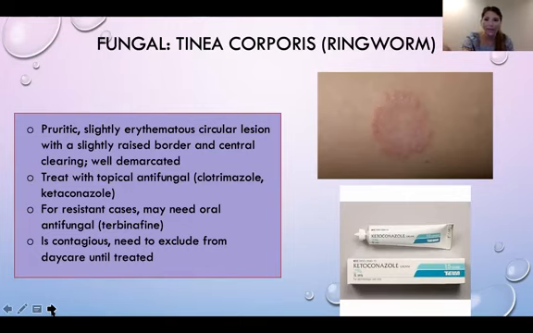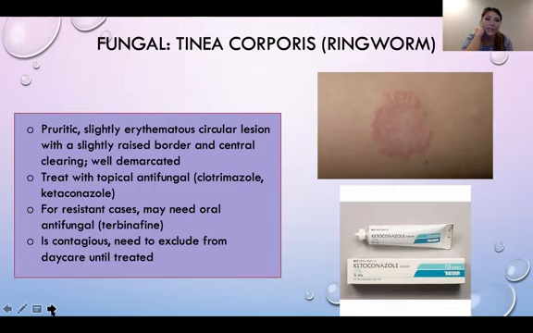It's going to be circular typically, and it's going to have a pretty well-defined border typically, and it's going to be raised up a little bit. So in the middle, there might be some central clearing, and so really just around the border, you'll see those erythematous, raised portions. And in the middle, it could be cleared a little bit, but definitely well demarcated. So nice little border around it. We'll treat this with topical antifungals, like we talked about, the clotrimazole or the ketoconazole.